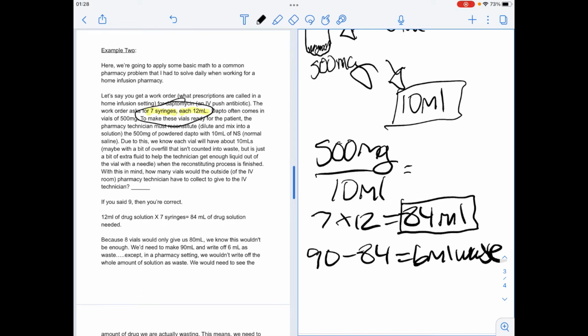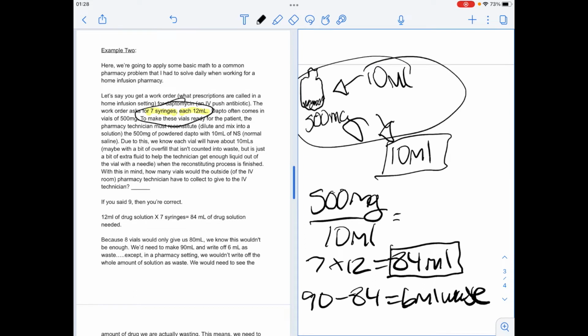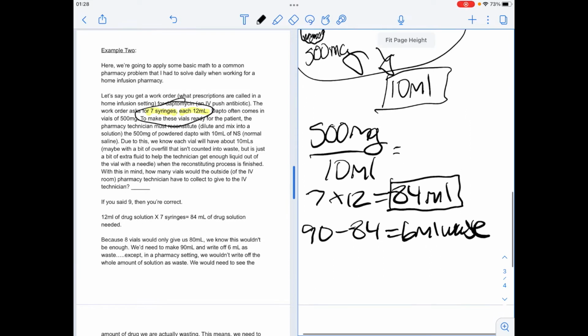And in a pharmacy setting, we don't write the waste is just the milliliters, because remember, that's not the amount of medication that we have in here. The amount of actual drug per 10 milliliters is 500 milligrams, our given. So we need to figure out exactly how many milligrams is in 6 milliliters, because when we're writing off waste in a pharmacy, we need to say how much drug we're wasting, not how much solution we're wasting.